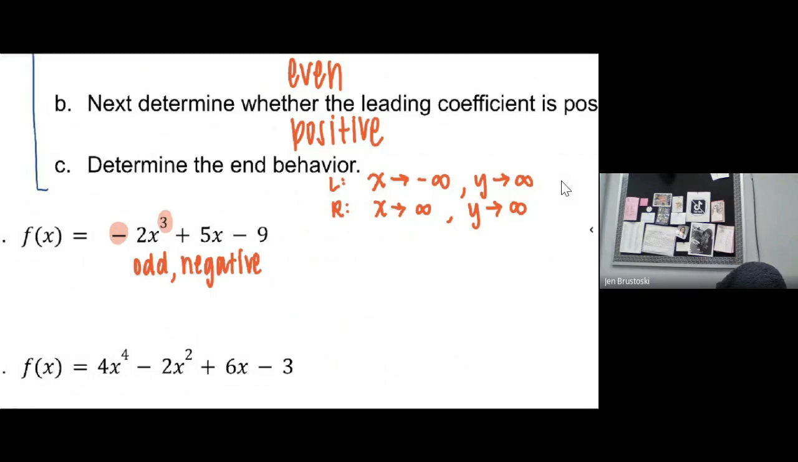Okay, so those are the two things that determine our end behavior. Now, when we're talking about an x to the third function, it usually looks like a little lightning bolt or something. But it's negative, so it's going to go the opposite way.